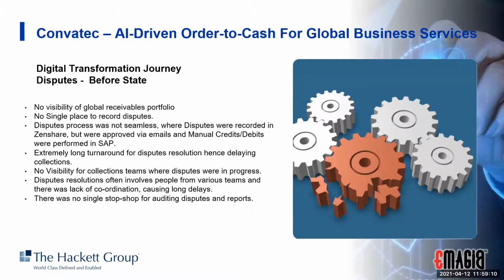Long turnarounds for dispute resolution, hence delay in collections, because as I said, the dispute resolution was based on analyzing what the dispute is actually about, and various teams like the pricing team, the sales team, the warehouse, the 3PL partners, the logistics partners. So everybody was involved, along with collections. So connecting with all these people and then finally getting a dispute through into a credit would take a long time because it was not one single platform.